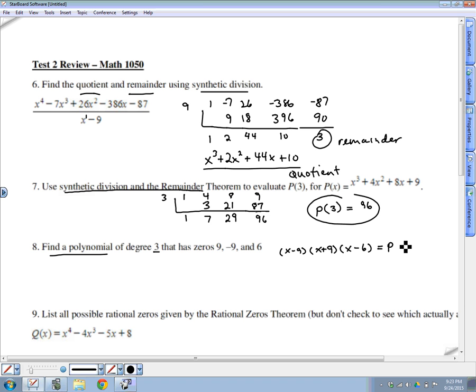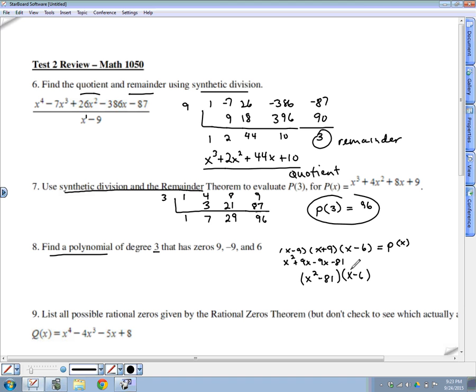And this is polynomial p of x. Now your next task is to multiply these 3 parentheses together. So if you take the first two here, x minus 9 and x plus 9, and multiply them together, you get x squared plus 9x minus 9x minus 81, which simplifies to x squared minus 81, and that needs to be multiplied with the x minus 6.